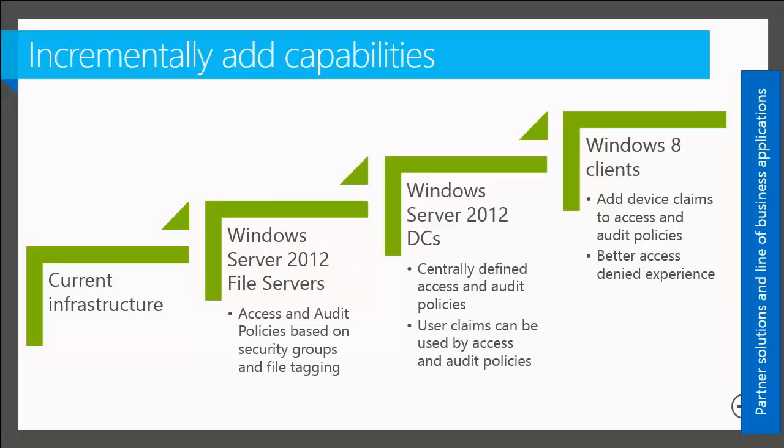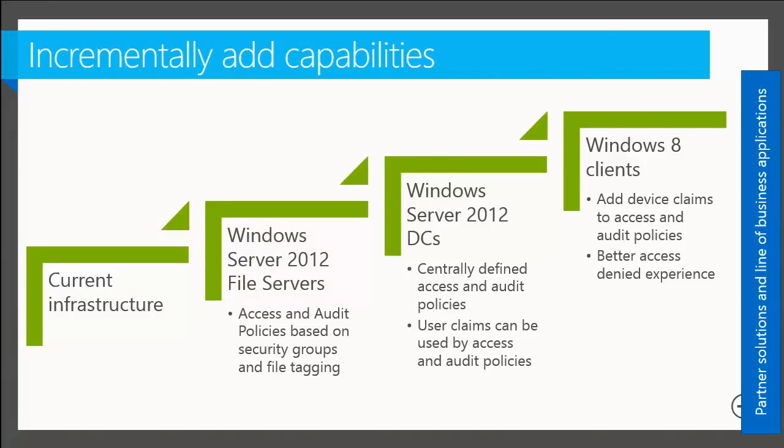Classification of files. All you really need is a 2012 server. To do security policies around the classification of files, you need a single DC minimum. But you don't need to go whole hog. Once you have a bare minimum number of DCs, you can define user claims. You can make policies based on user claims. You can push these things out throughout your organization. And with Windows 8 clients, we can add device claims into the picture. We add access denied assistance into the picture. And as we get to functional level, the whole thing becomes even easier.